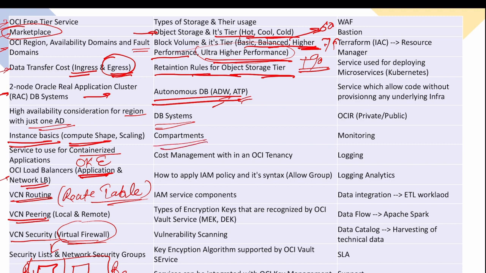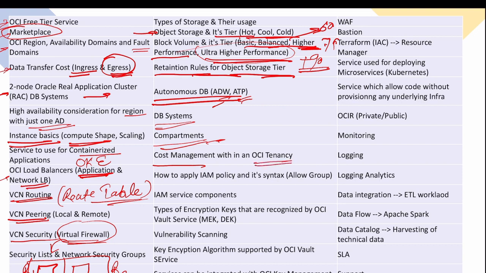Then we need to understand the compartment, or the logical unit where we keep the related resources. Like we can divide our organization into different departments, so we can have a separate compartment for each department, so it will be easy for us to give access and to manage the cost, so it is useful in many ways. Then we will understand the cost management within the OCI tenancy, that we have already seen.